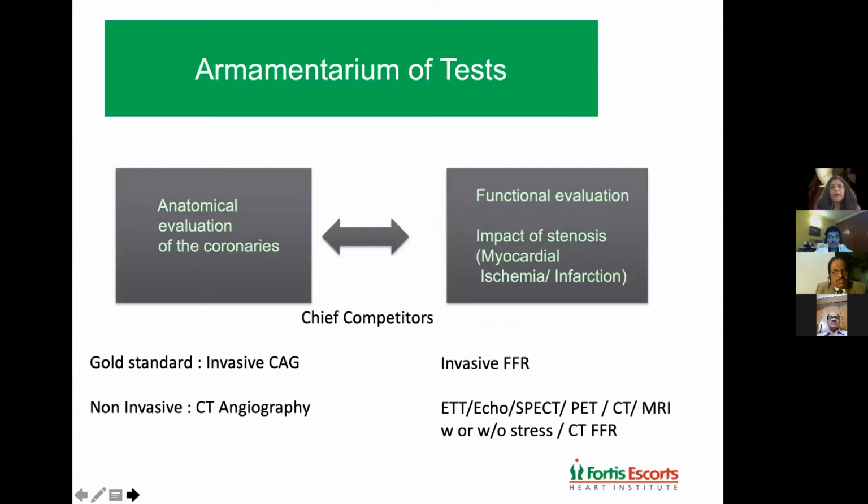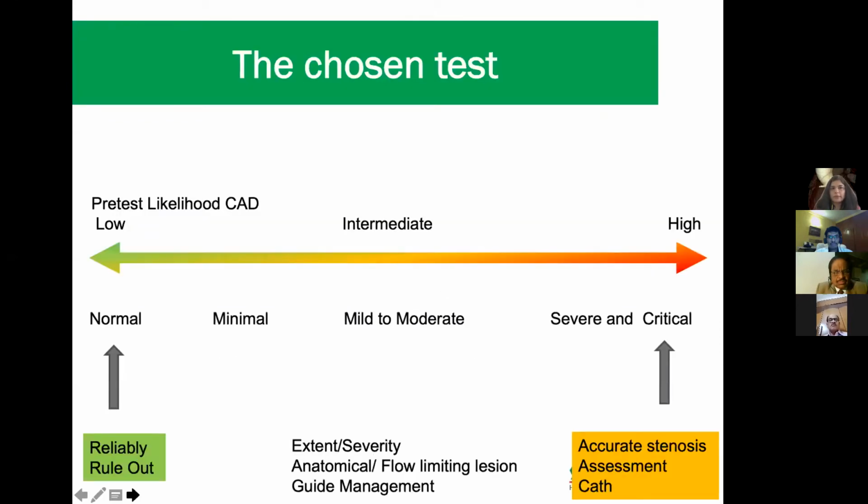In the armamentarium of tests that we have, the anatomical evaluation of the coronaries, where the gold standard is the invasive CAG, but we also have the non-invasive CT angiography as the second test. Then we have the functional evaluation, which I'll come to later. The chosen test must at one end reliably rule out coronary artery disease and at the other end of the spectrum be able to give us an accurate diagnosis for extent, severity, anatomical flow-limiting lesions to guide management and whether the patient needs to go to an urgent cath.